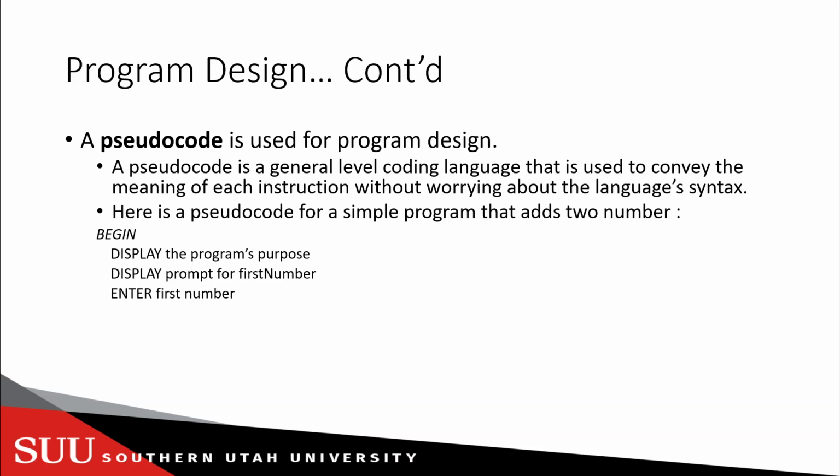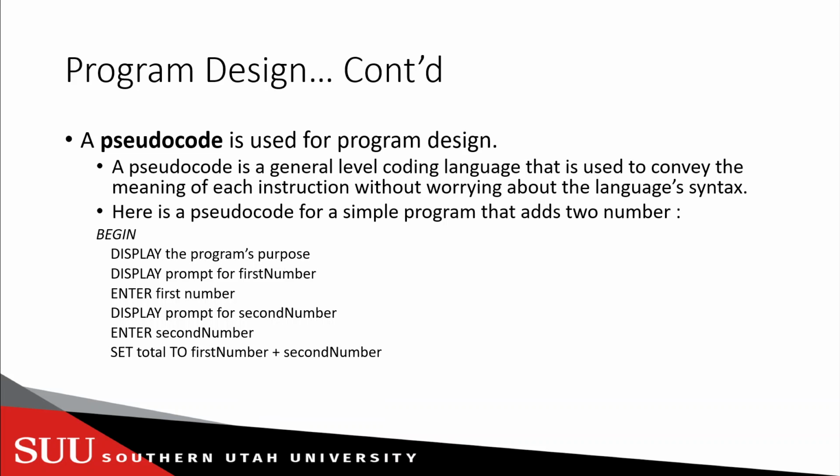Now again, I will ask the user for the second number. So display prompt for second number. Enter second number. Now I need to do some calculation. So I need to create some variable, and that variable is going to contain the first number and the second number. So I wouldn't go and say declare or initialize. I will say set, and then total, which is going to be a variable, to first number, which is the number I got, plus second number, which is the other number I got.